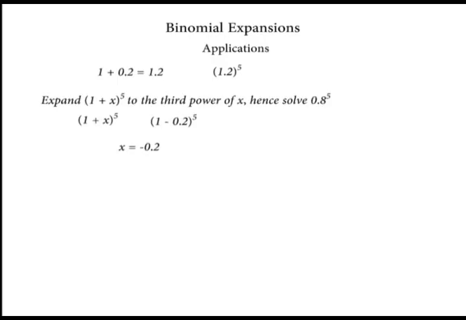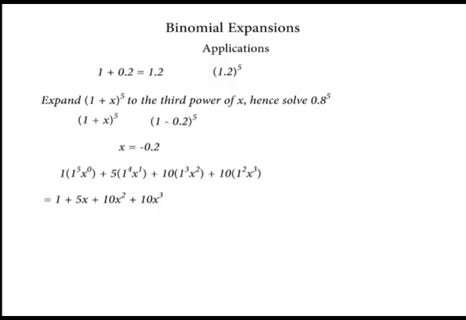So we start 1 times 1 raised to power 5 times x raised to power 0 plus 5 times 1 raised to power 4 times x raised to power 1. We've done this before. Plus 10 times 1 raised to power 3 times x raised to power 2 plus 10 times 1 raised to power 2 times x raised to power 3. We stop there. We've already arrived at the third power of x. And so we have 1 plus 5x plus 10x squared plus 10x raised to power 3.